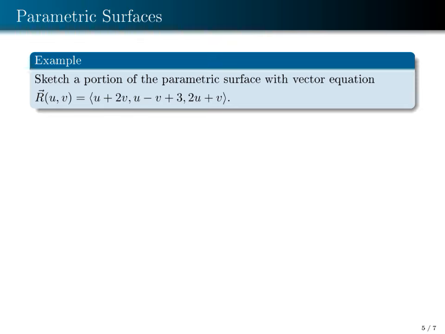We start by writing the vector equation in parametric form. That is, we have x equal to u plus 2v. We have y equal to u minus v plus 3. And we have z equal to 2u plus v.